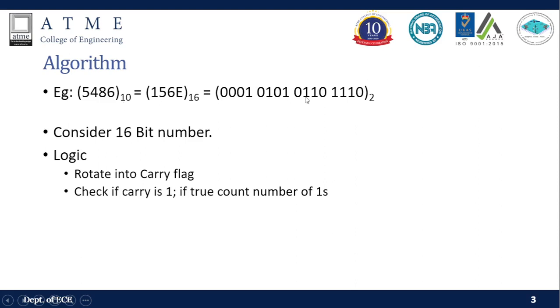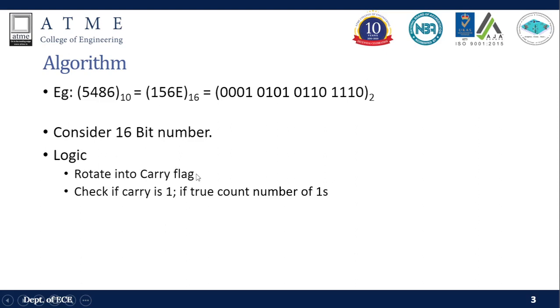Now, based on this binary representation, you can clearly count the number of ones and the number of zeros that are there in this binary representation. And the objective of this program is to count them. How many zeros are there? How many ones are there? So, in order to accomplish this job of counting, what we really do is we use what is called a carry flag, and we are going to use a rotate operation along with the carry flag.